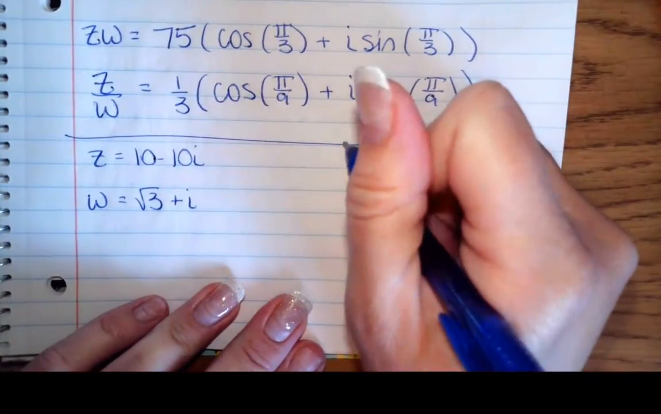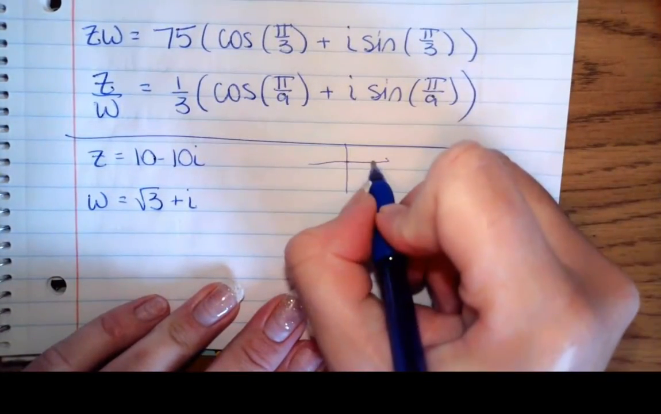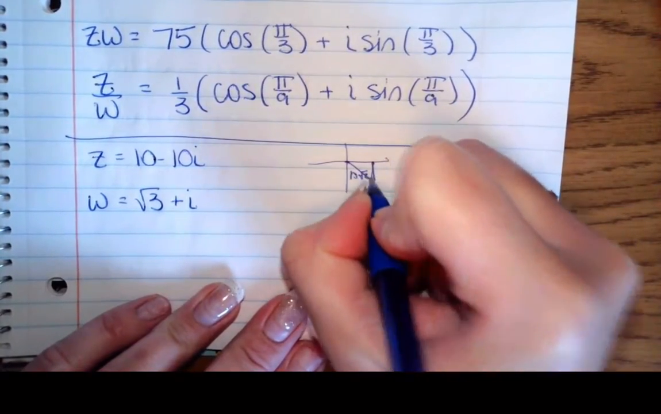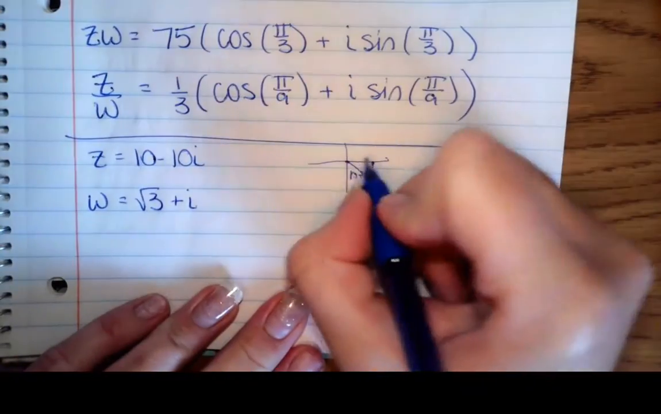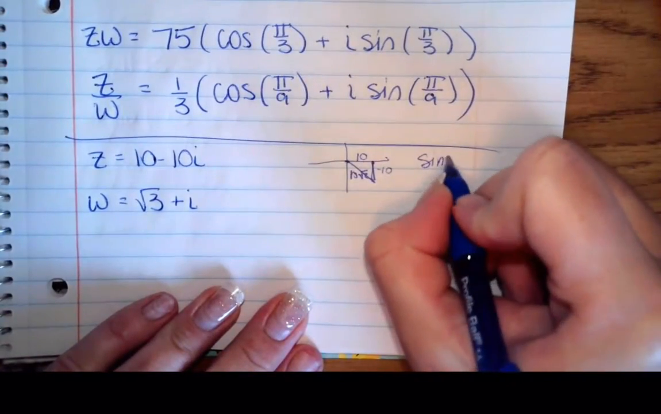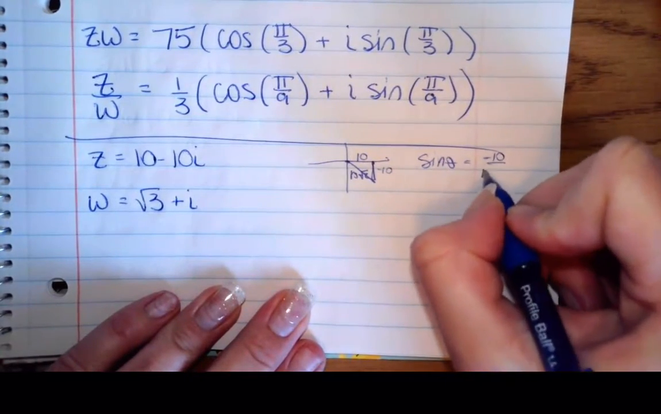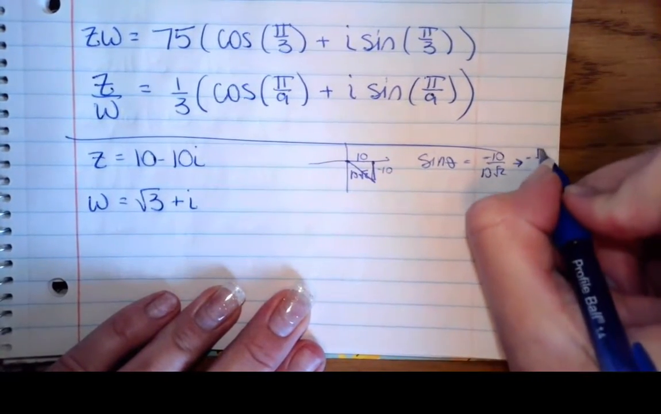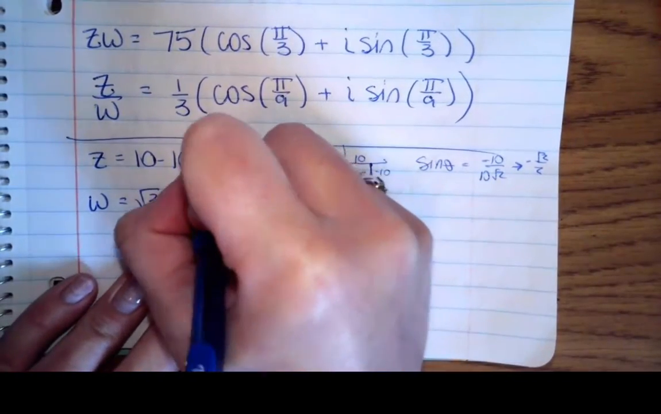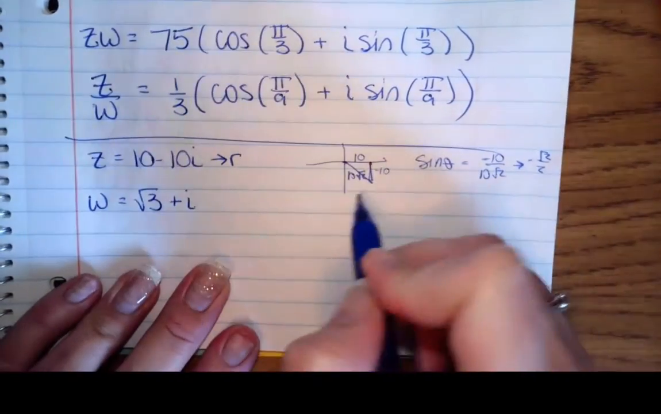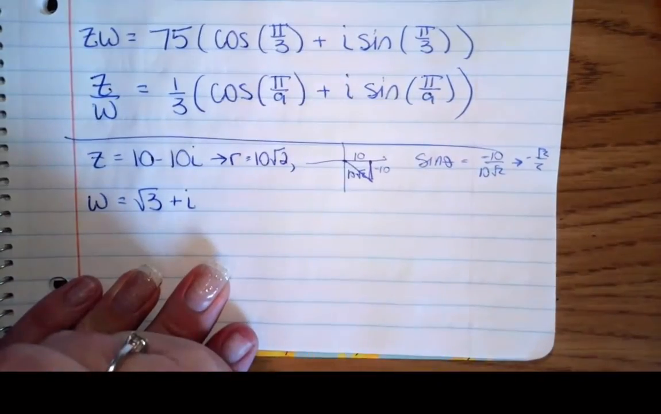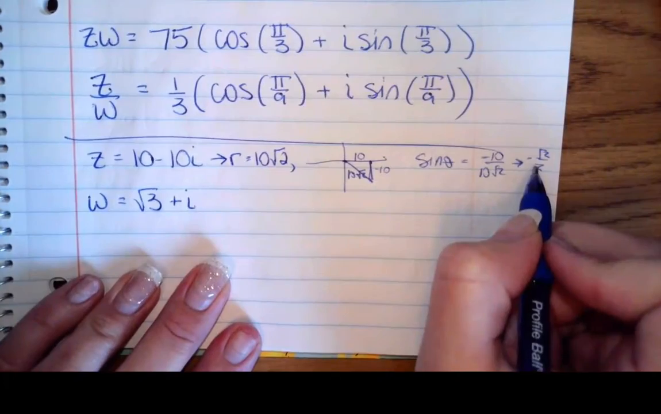Okay, so for z, I've got positive 10, negative 10. So my radius will be 10 root 2. And if this is positive 10 and this is negative 10, then the sine of theta will be negative 10 over 10 root 2, which will be negative root 2 over 2. So what's my radius? It's 10 root 2. And my theta is going to be 7 pi over 4.